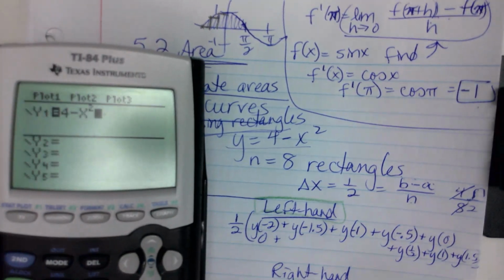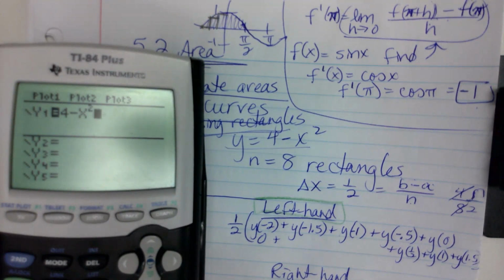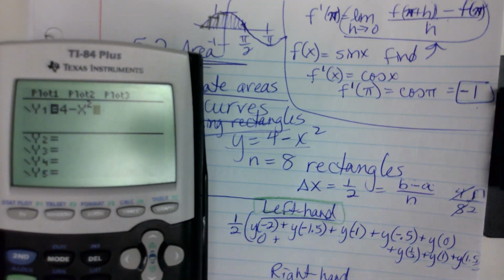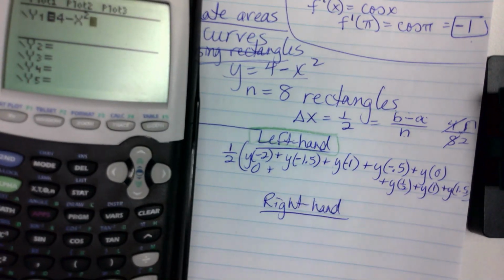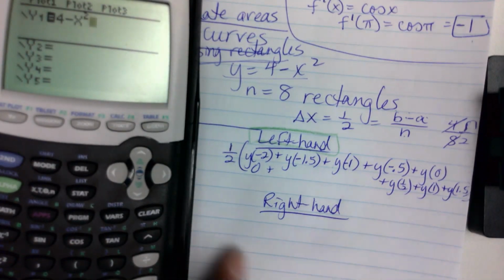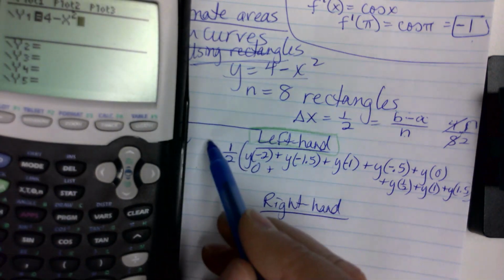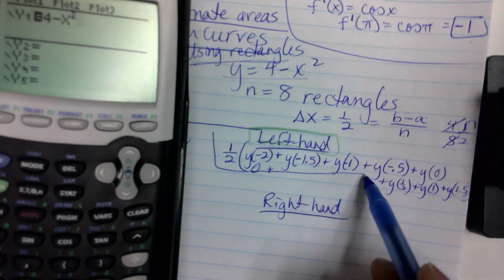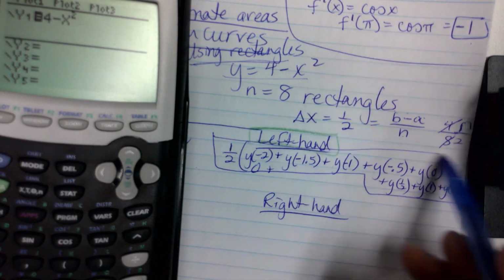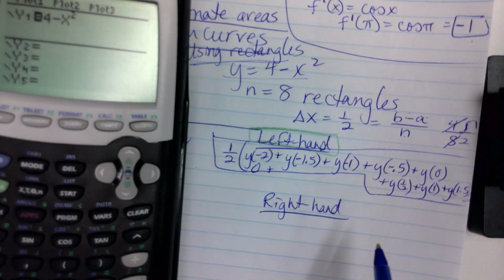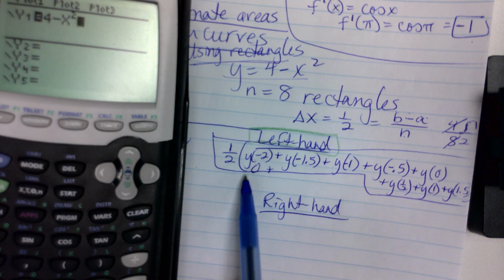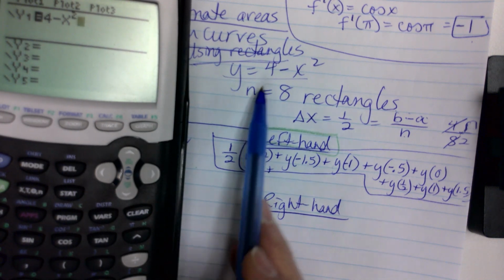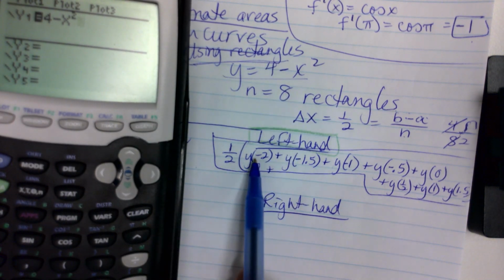So on this test, there will absolutely be a problem at least that says find either a left-hand or a right-hand or something. And if I say justify your answer, I want to see at the very least this. I mean, I suppose if you want to put 4 minus a negative 2 squared, you could.